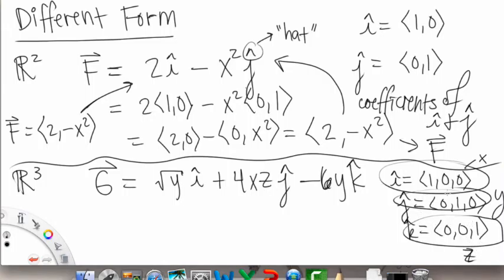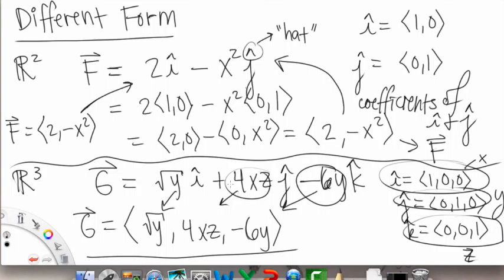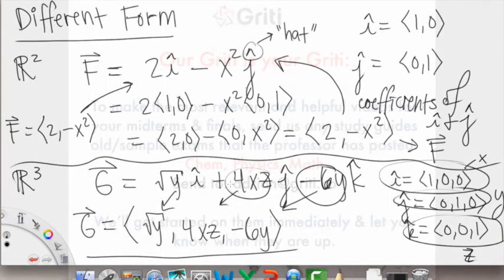Okay. Alright, so anyways, the way you would write this is, again, just pull out the coefficients, and your x coordinate for your vector field is going to be determined by the square root of y. The y coordinate is going to be 4xz, and your z coordinate is going to be negative 6y, sorry. Okay, so then I'll draw a little arrow there. Okay, so that's all it means there. Alright, so now on to a new topic.